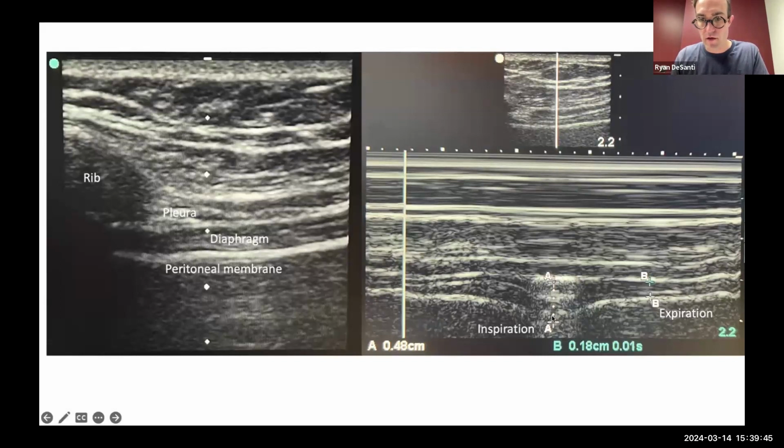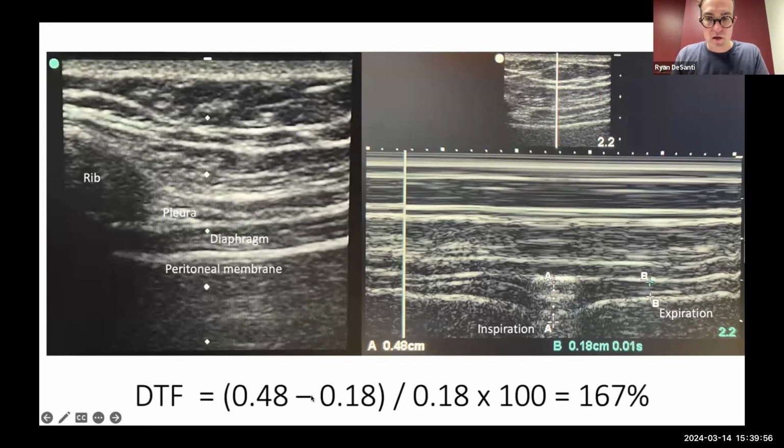So as the diaphragm thickens during inspiration, there will be a greater distance between the pleural and peritoneal membranes, and then they will return to baseline during expiration. So for this example, we take 0.48 centimeters, which is the inspiratory distance, subtract the expiratory distance, 0.18, divide by 0.18, and then multiply by 100. This is an exaggerated example, we get 167% thickening fraction.